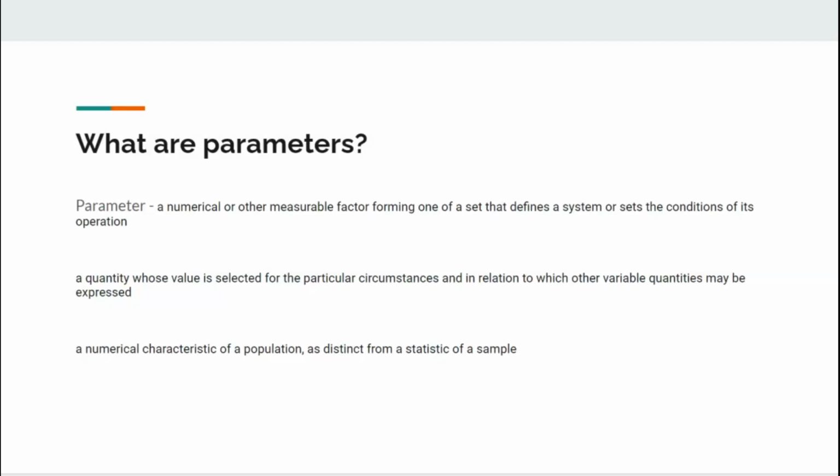So let's try another one: a quantity whose value is selected for the particular circumstances. Very important, the circumstances of the data collection and the sample that has been taken, so that it can be applied in relation to other variable quantities that may be expressed, so other data sets. It's generally a numerical characteristic of a population, which is distinct from the statistics of the sample from which it is derived.